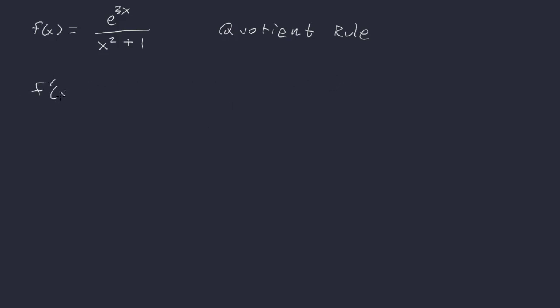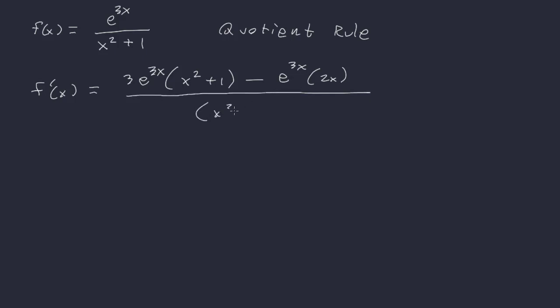Therefore, f prime of x will be the derivative of the top, which will be 3 e to the 3x, times the bottom left alone, minus all the top left alone, times the derivative of the bottom, which will just be 2x, all over the denominator squared. Now, here's the beauty of this. So let me just write this as top derivative, the bottom left alone, minus the top left alone, times the bottom derivative, all over the bottom squared.